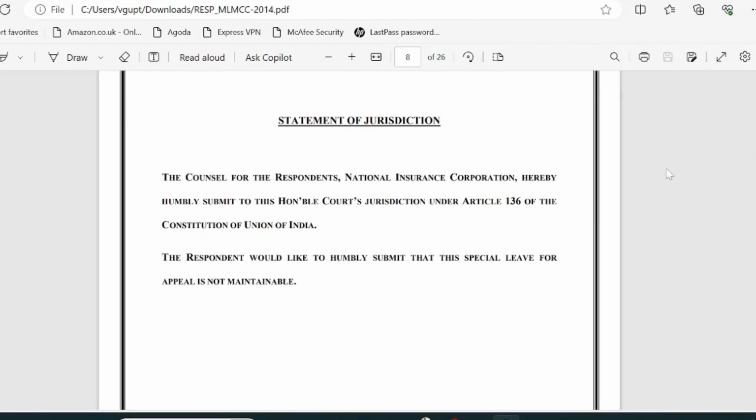You can actually refer to a lot of real drafts. Everything is available on the Supreme Court, High Court website. You can always refer to the real pleadings, how senior advocates go about structuring their drafts, and what sort of language they are using. So I'll just read it out to you. The Counsel for the Respondent, National Insurance Corporation, hereby humbly submit to this Honorable Court jurisdiction under Article 136 of the Constitution of India. The respondent would like to humbly submit that this SLP for appeal is not maintainable.